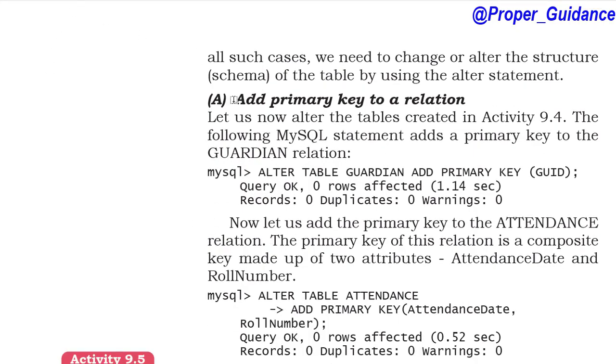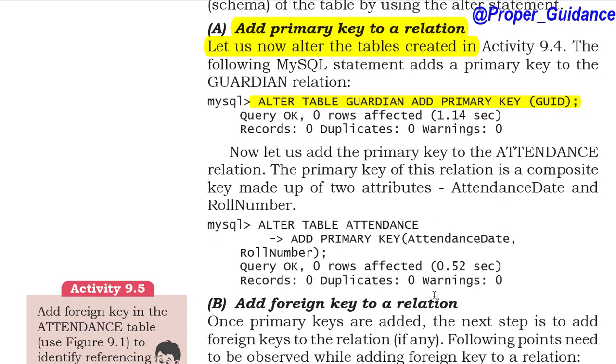Add primary key to a relation. How to add? Come here. Alter table guardian, add primary key GUID. Query OK. This is written like this. Now, let us add primary key to the attendance. We alter table attendance, add primary key roll number, this thing.